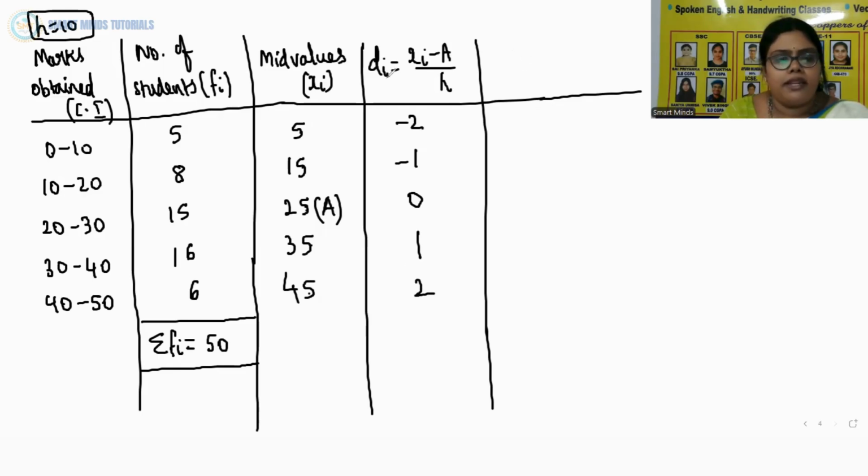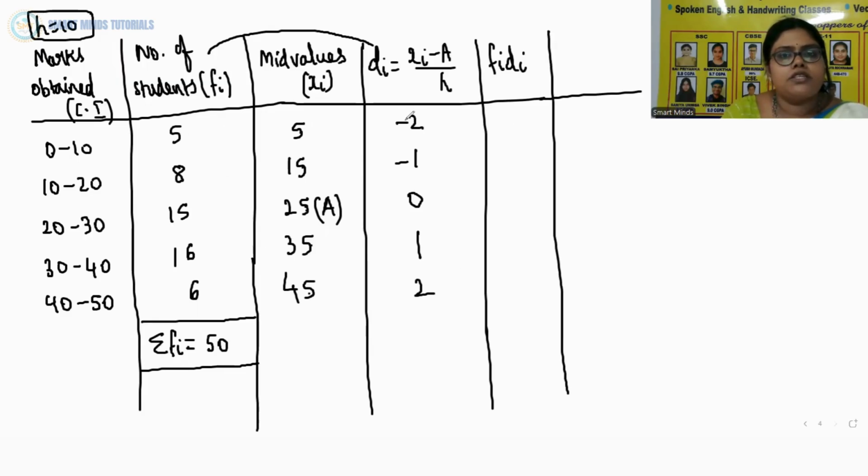Now after finding di, we will find fi di. What is fi di? Multiply second and fourth column. You will get fi di. So 5 into minus 2 is minus 10. 8 into minus 1 is minus 8. 15 into 0 is 0. 16 into 1 is 16. 6 into 2 is 12. Now we need to add this. This is sigma fi di.